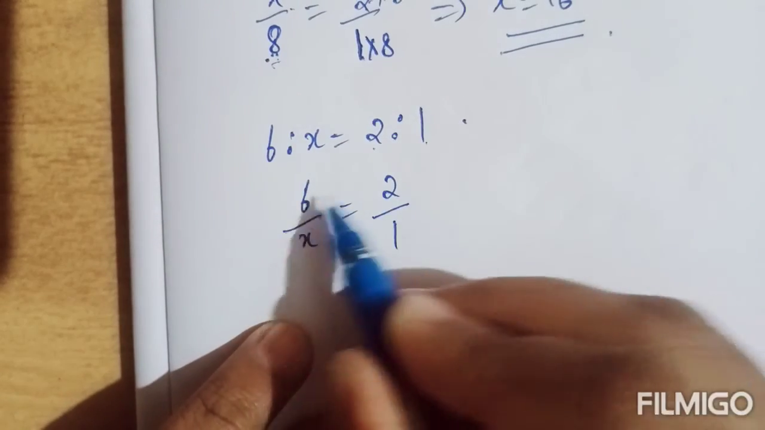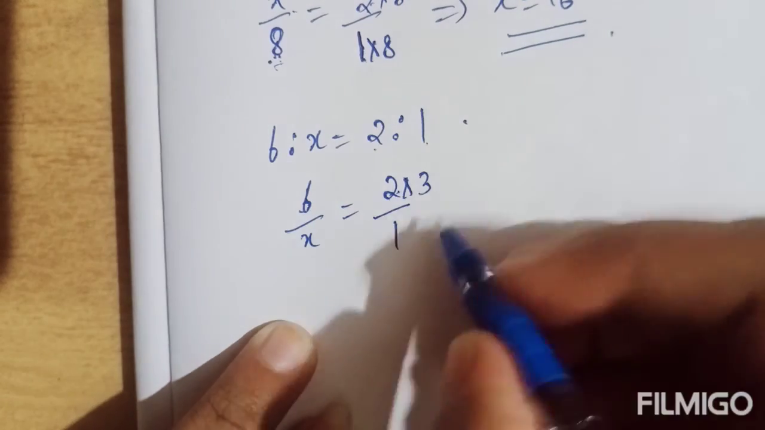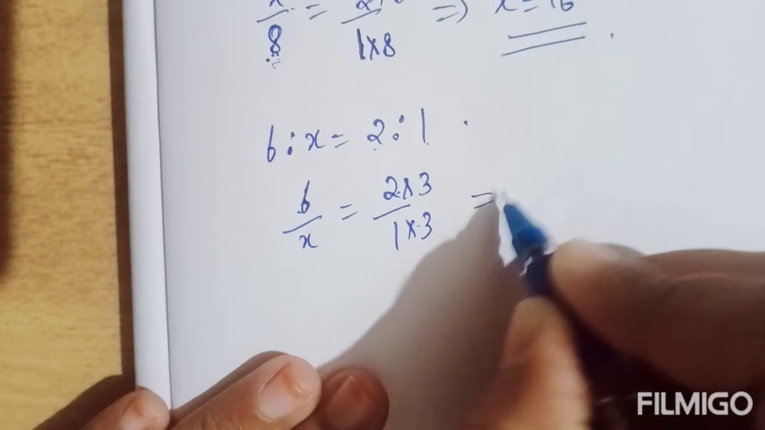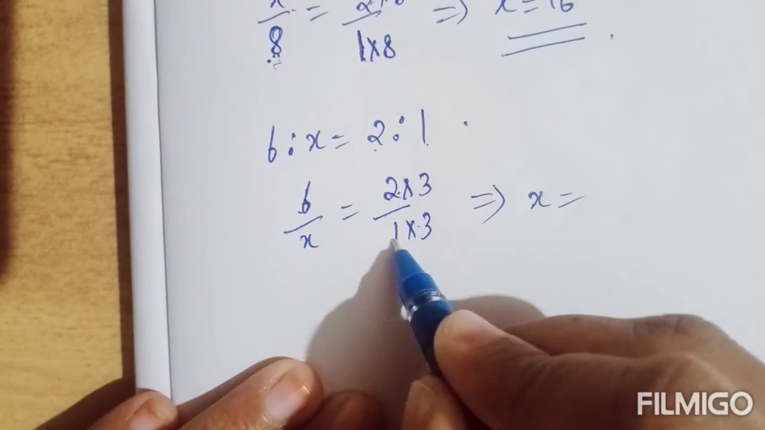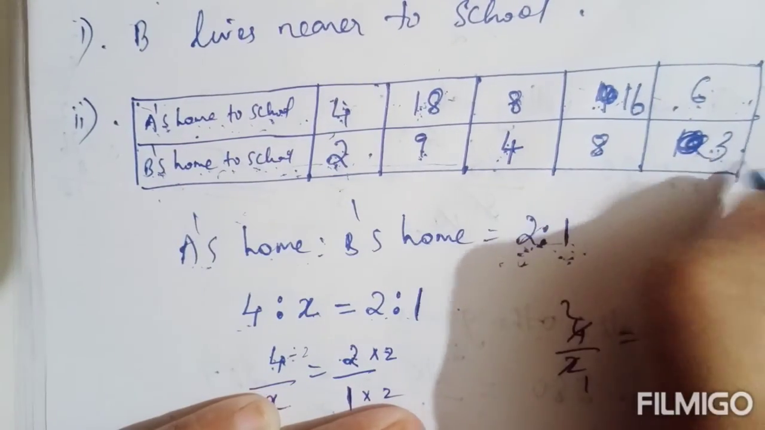Now here numerators 2 and 6. So 2 into 3 you will get 6. 1 also you multiply by the same. Okay. So what will be the value of x then? X equal to 1 into 3, that is 3. So in the last box it will be 3.